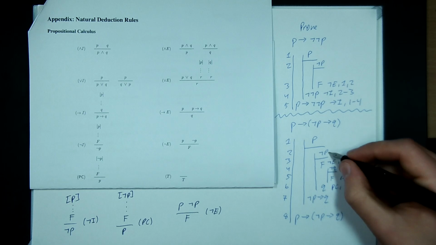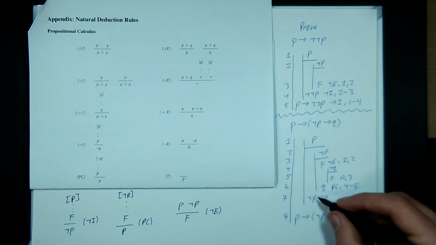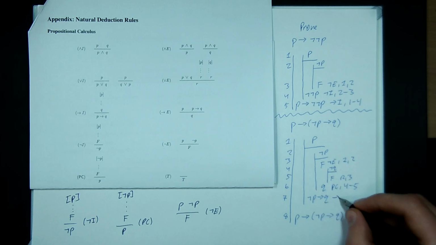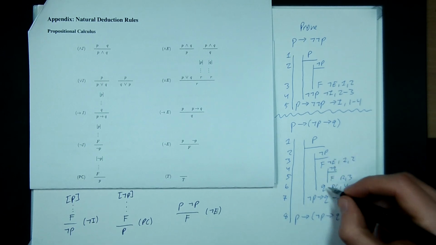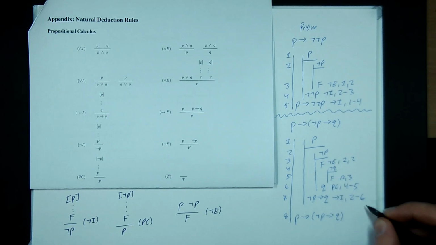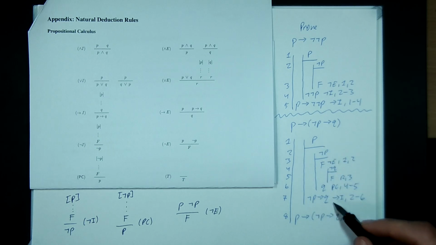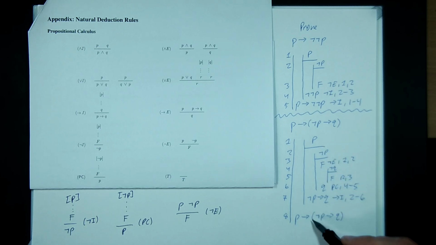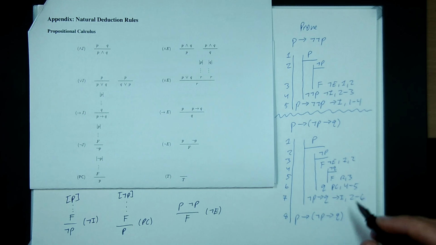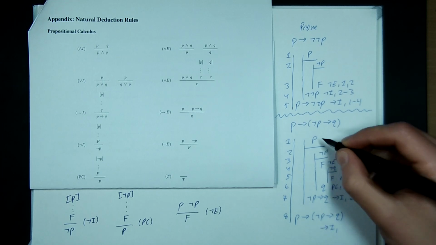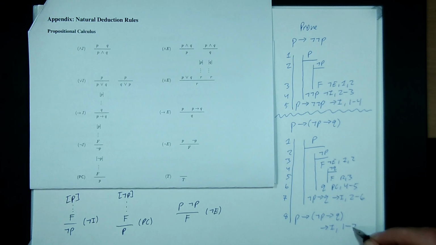I assumed not P. I derived Q, therefore not P implies Q. Implication introduction, lines 2 through 6. And then same again. I assumed P. I derived not P implies Q, therefore P implies not P implies Q. By implication introduction, lines 1 through 7. Okay?